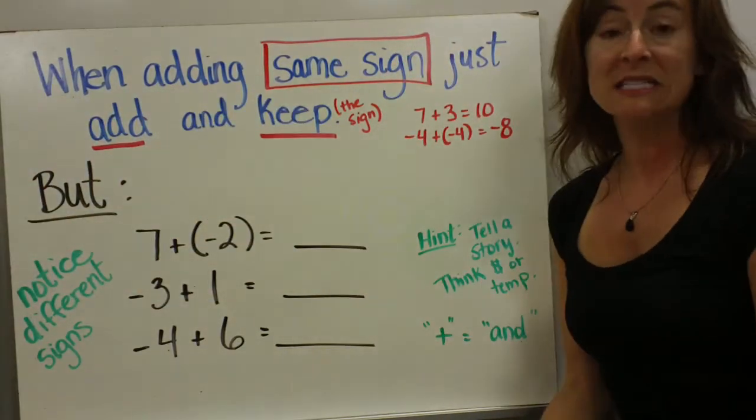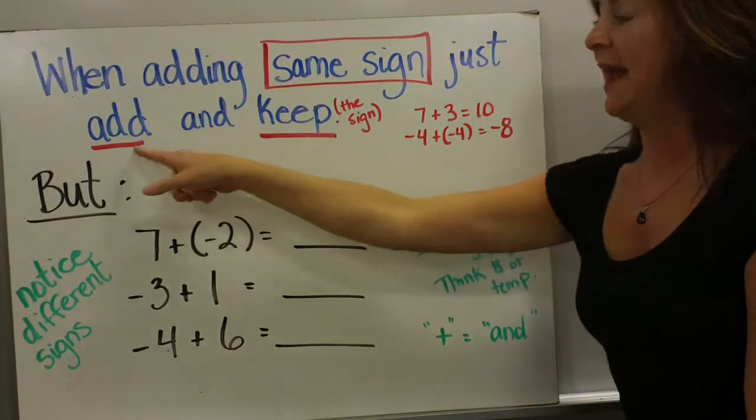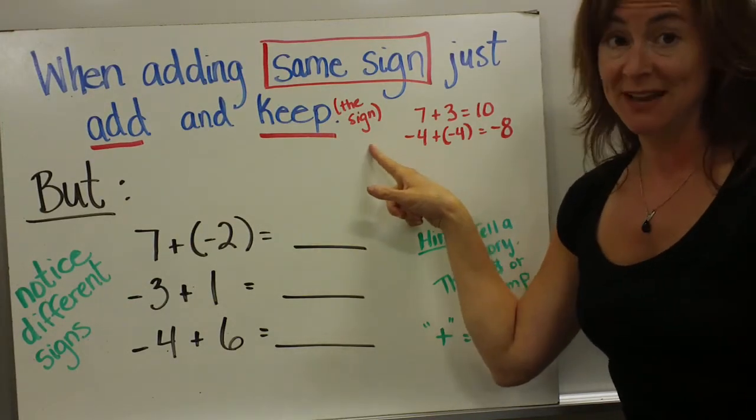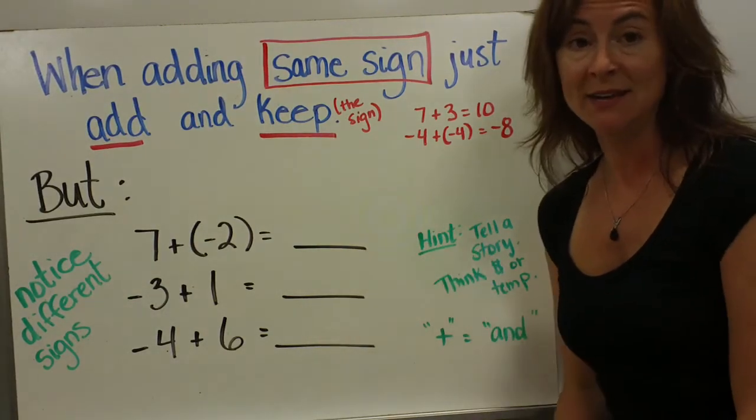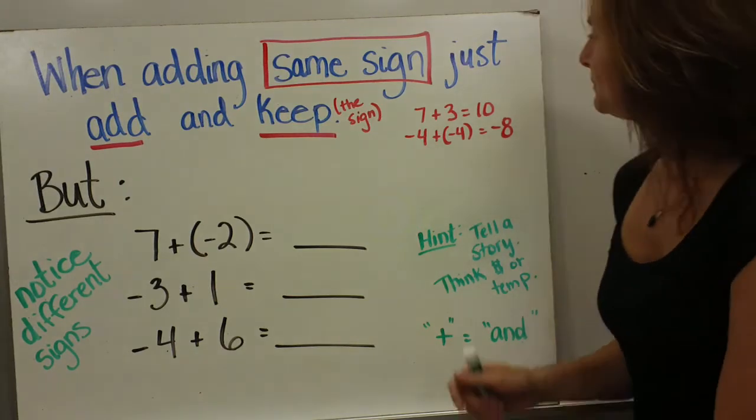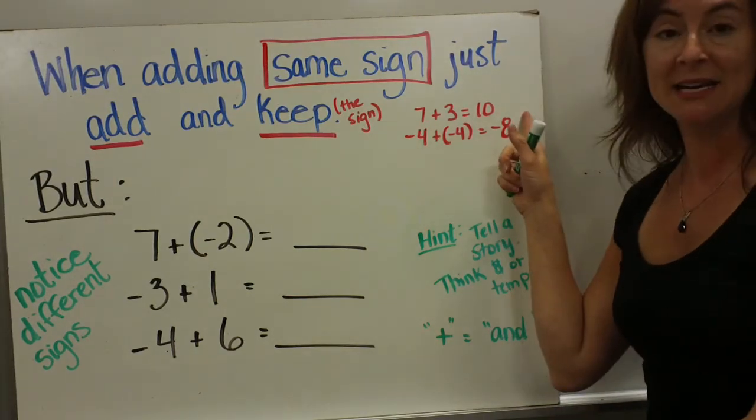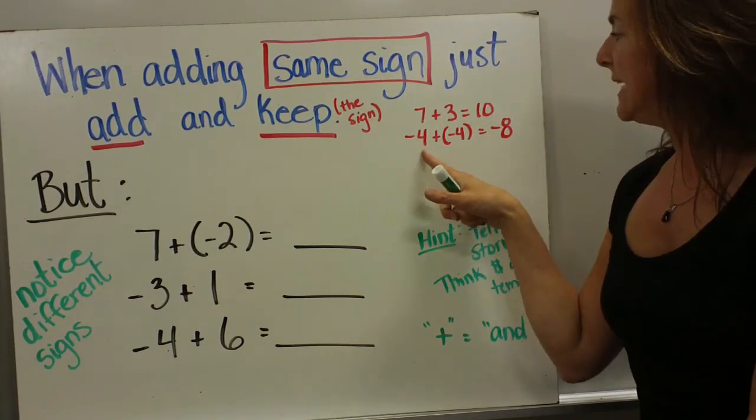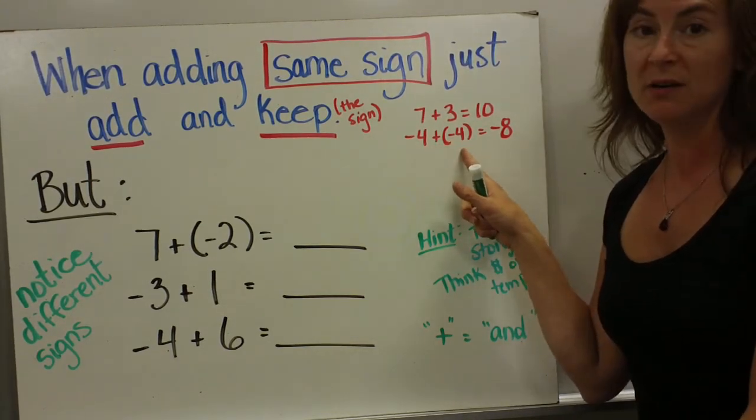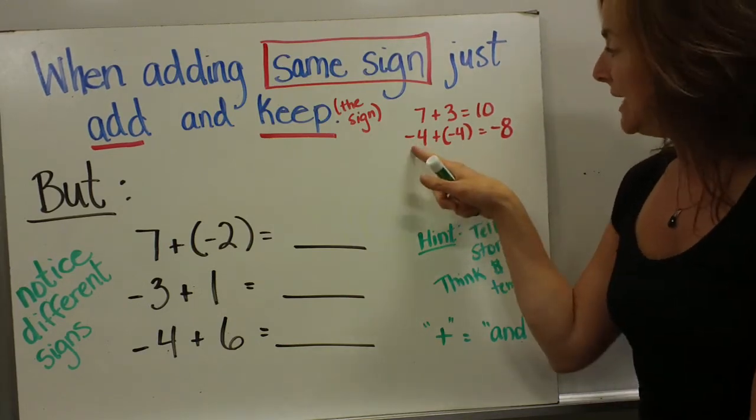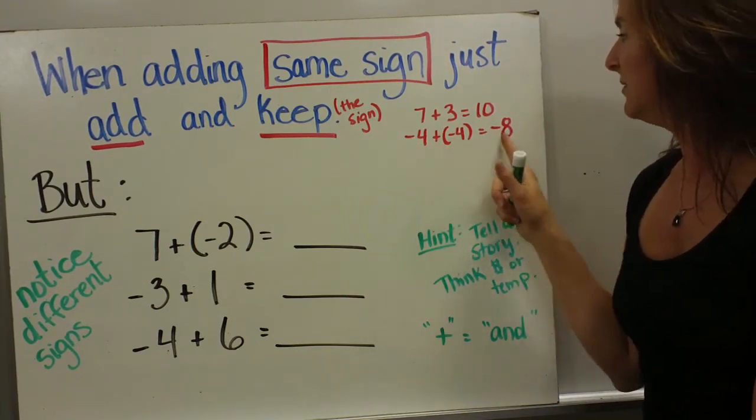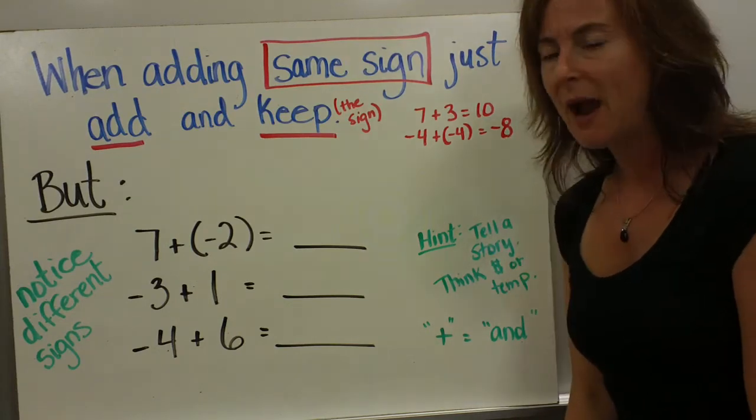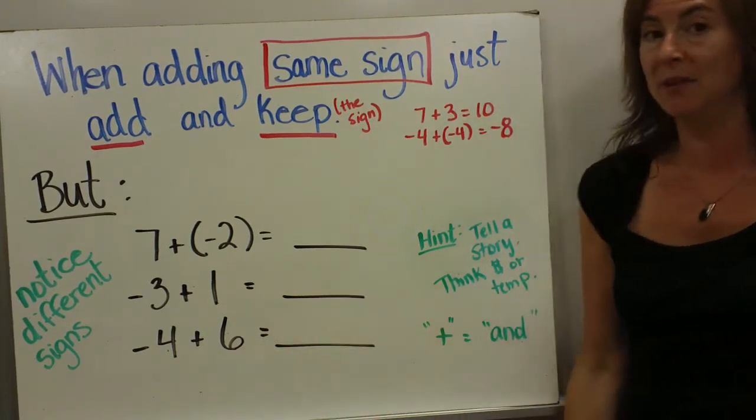So adding positive integers and adding negative integers is not too complicated. When you're adding the same sign, you just add and keep. And that means keep the same sign. So same sign, you just add and keep. 7 + 3 is 10. Both of these are positive, so I kept positive. -4 and -4. 4 + 4 is 8, and I'm keeping the negative sign. Negative, so negative answer.